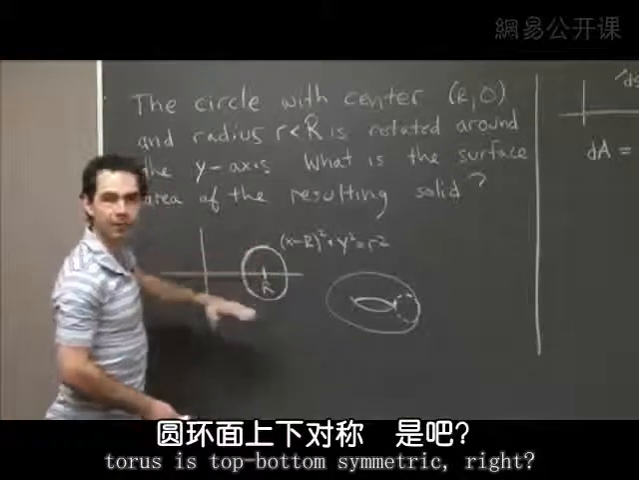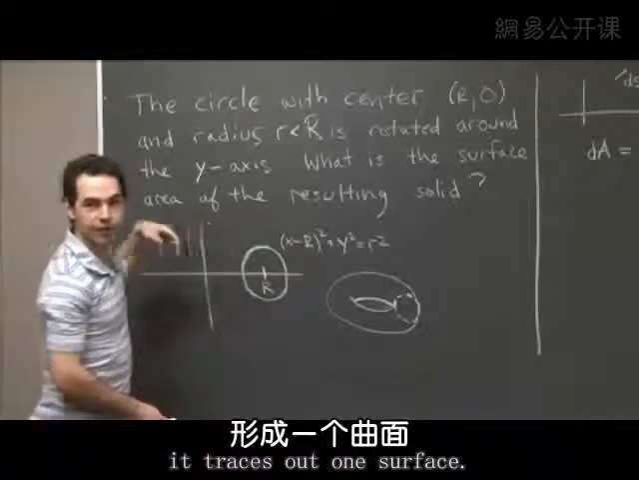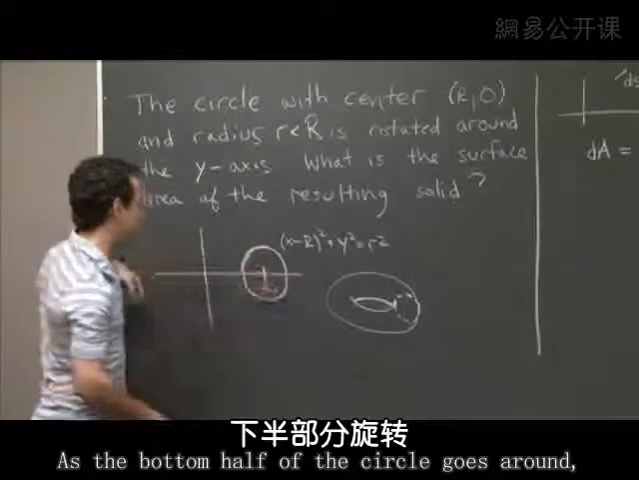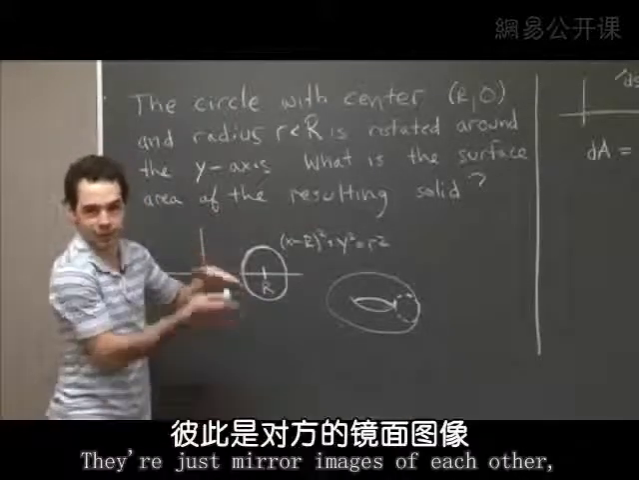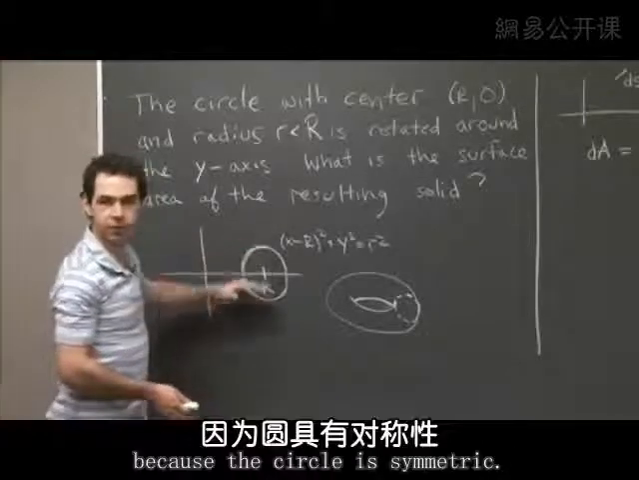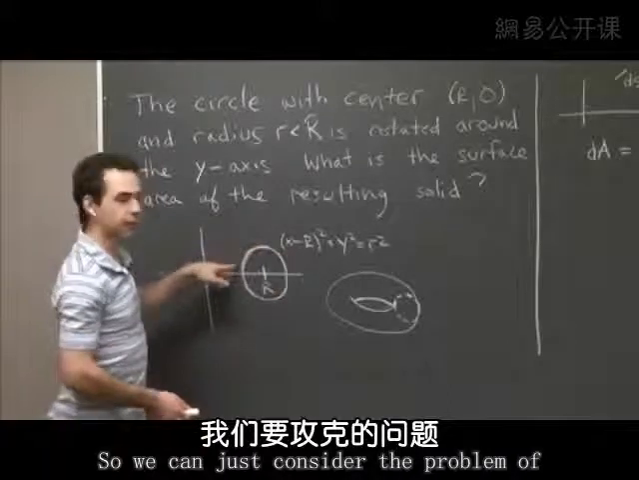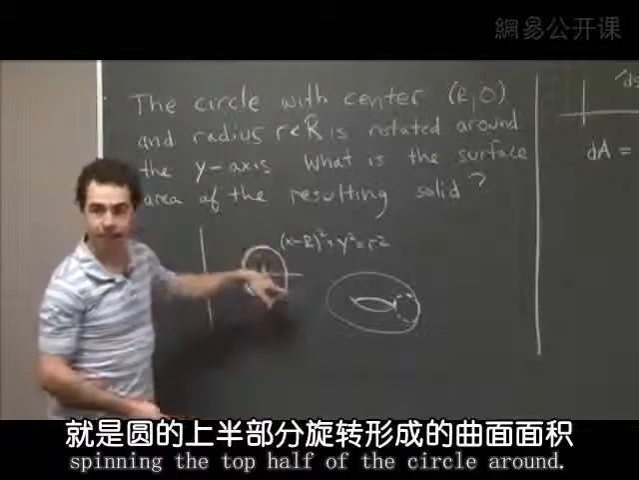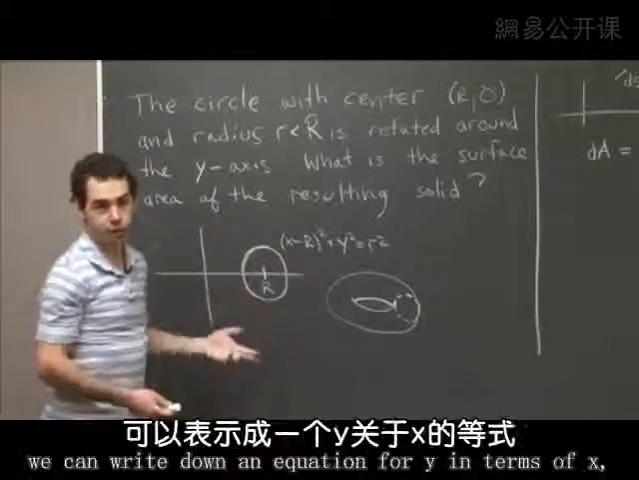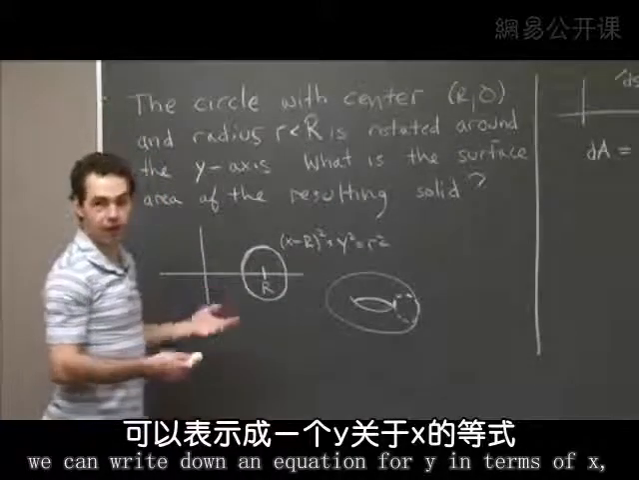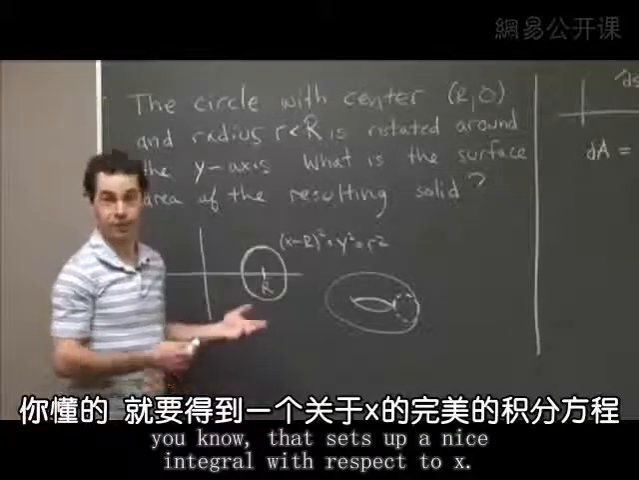which is that this torus is top-bottom symmetric, right? As the top half of the circle goes around, it traces out one surface. As the bottom half of the circle goes around, it traces out another surface. But those two surfaces have exactly the same area. They're just mirror images of each other because the circle is symmetric. So we can just consider the problem of spinning the top half of the circle around. And so for the top half of the circle, we can write down an equation for y in terms of x. And then that sets up a nice integral with respect to x.